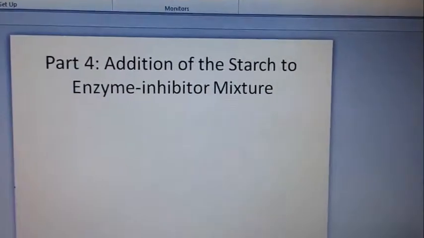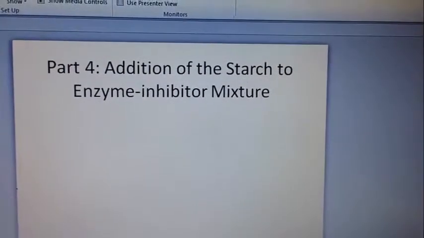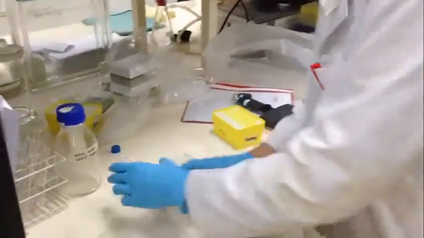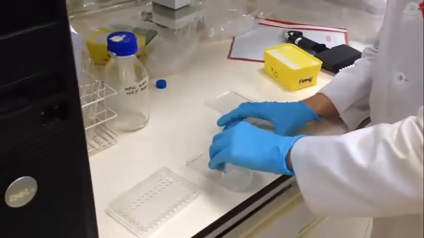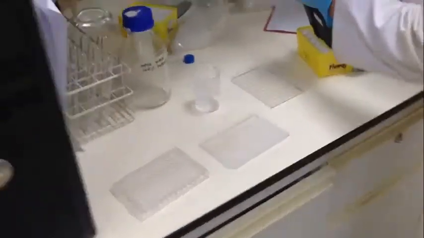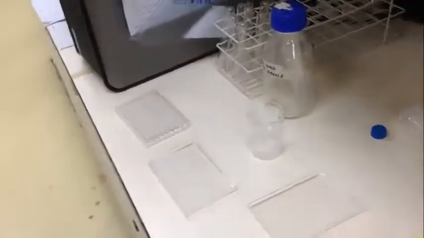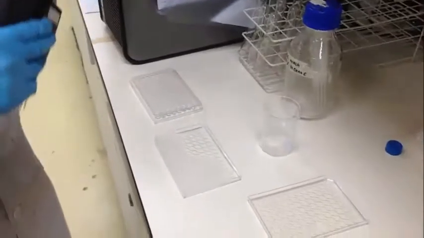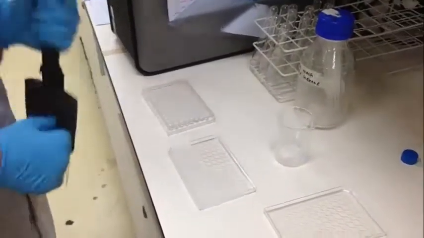Part 4 of the presentation, addition of starch to the enzyme inhibitor mixtures. After we let the inhibitors interact with the alpha amylase, the next step is to add 60 microliters of starch to the enzyme inhibitor mixtures. What we need to do first is to pour the starch onto a plate. After that, we draw 60 microliters of starch to the mixtures.